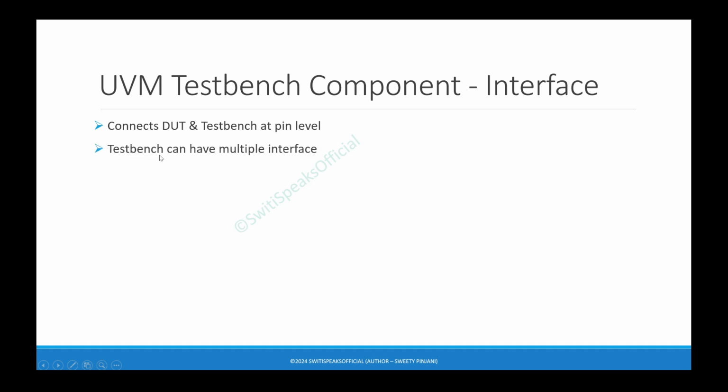You need to understand that one test bench can have multiple interfaces. Say in my design, I am using different protocols. I am using AXI. I am using USB. So I will have different interfaces, one for AXI, one for USB. It means my test bench is now having multiple interfaces, each interface for a different protocol. So depending on your design complexity and requirement, it is possible that you have a test bench that has multiple interfaces.